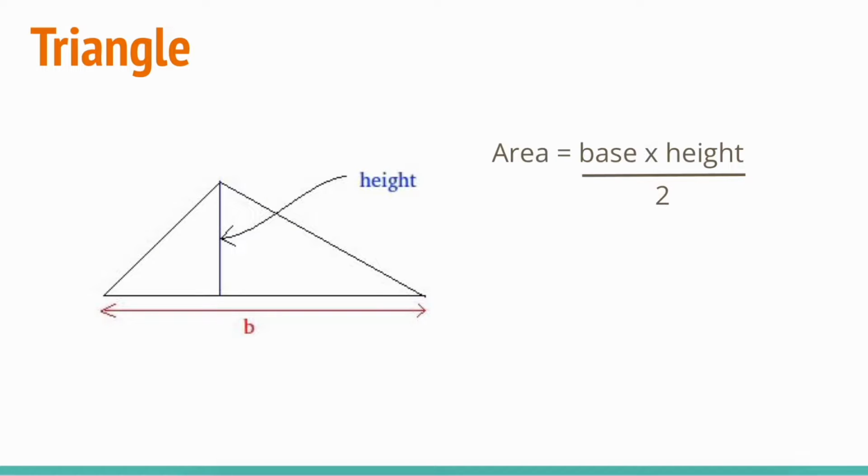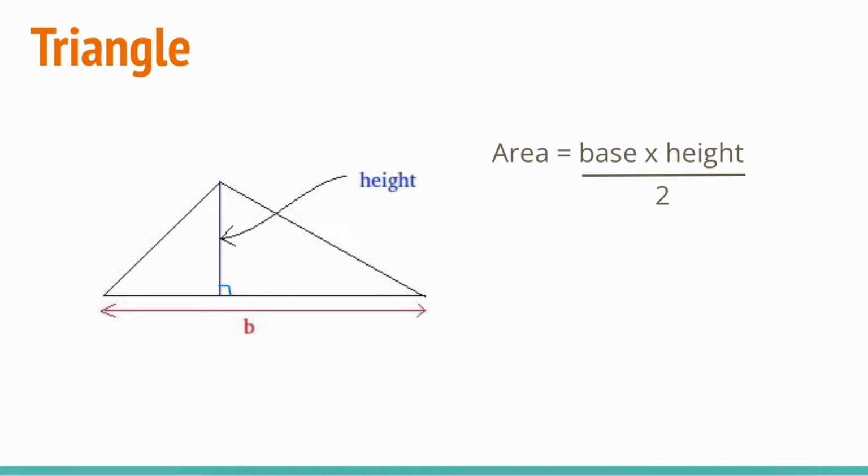Triangle, you're going to need to do the base times the height divided by 2. So you'll have looked at areas of triangles a few times previously. And the thing to remember here is that the height has to be the perpendicular height, which means that the height here is at 90 degrees to the base.